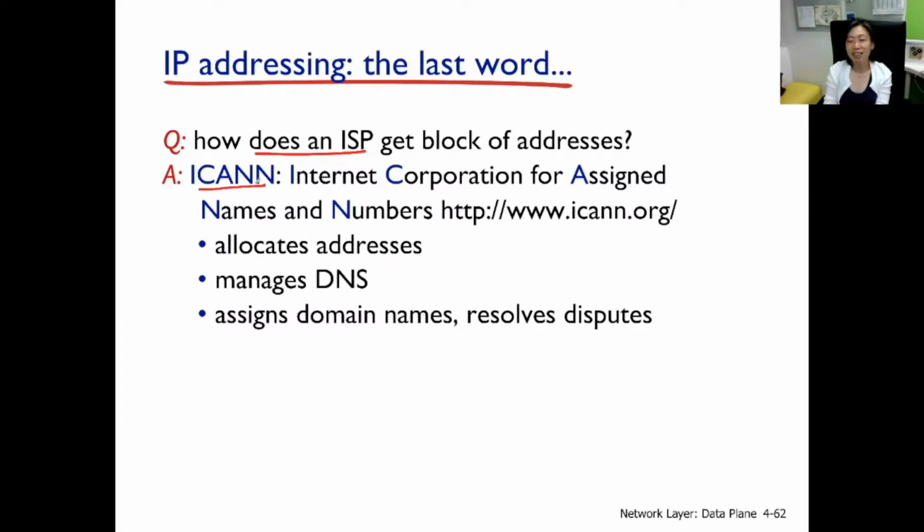So ICANN here is the highest level system admin. This is a non-profit organization overseeing the allocation of IP addresses, the allocation of domain names, and also managing the domain name servers. So a very important organization. We normally don't know it. Only the people who know about the internet know a little bit about ICANN.